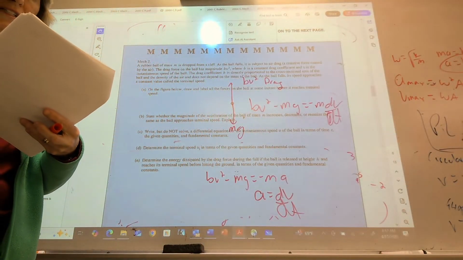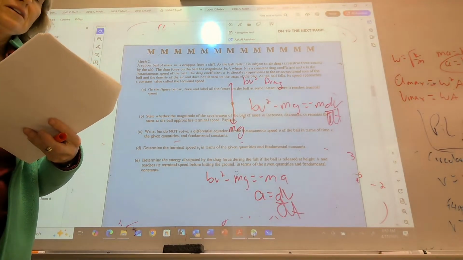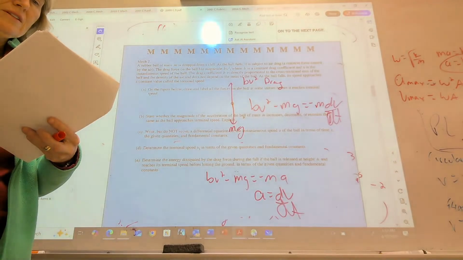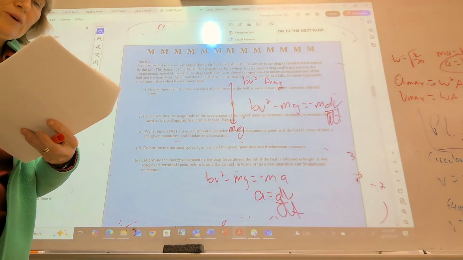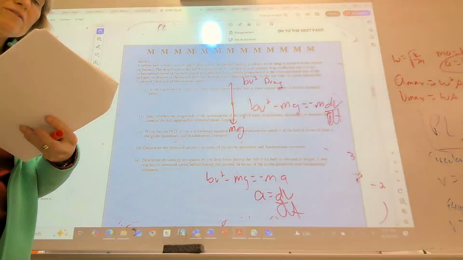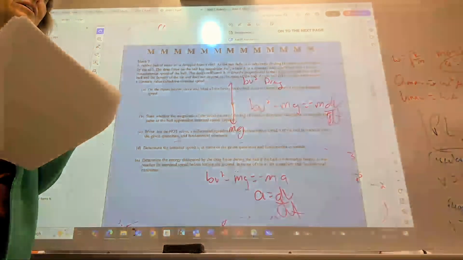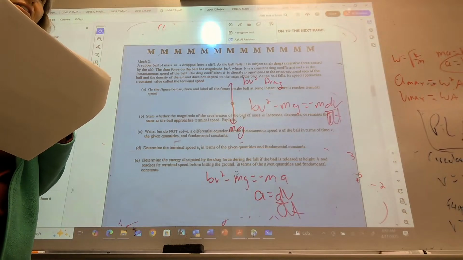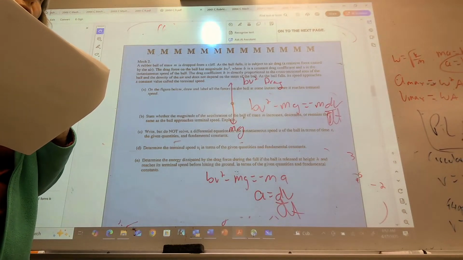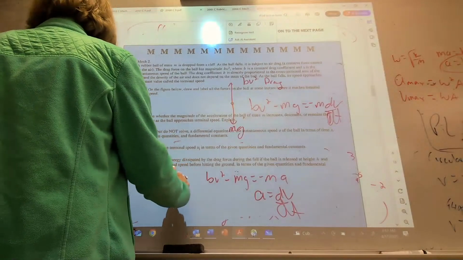What do you do in D to get 1 point? Violet, do you know? Something you write to get 1 point. You have to write something about terminal speed. What do you write? It's the same thing we did last time. Acceleration equals 0. Right. If you write acceleration equals 0, you get your point.